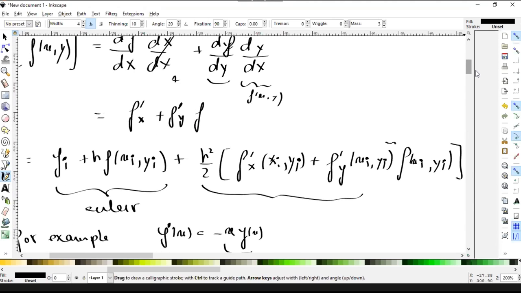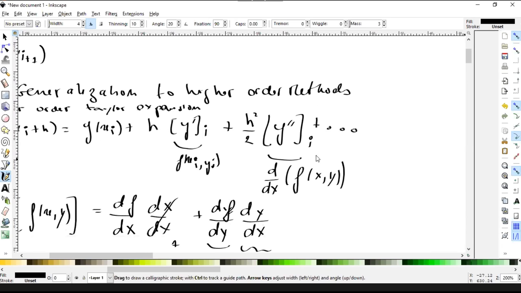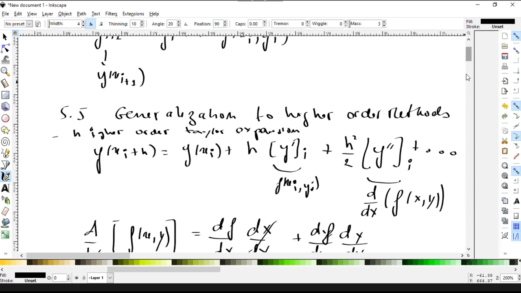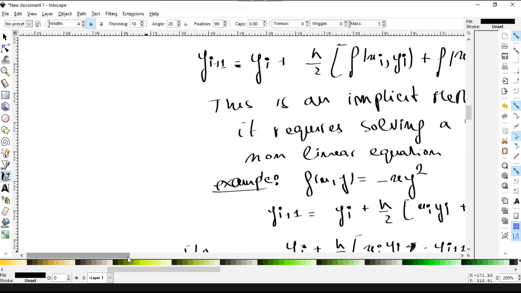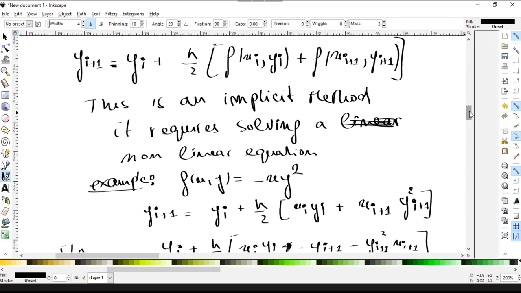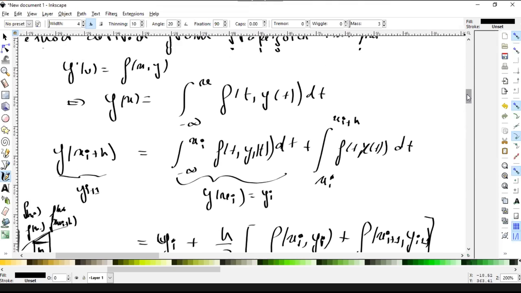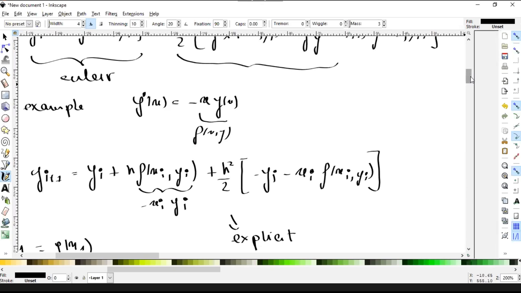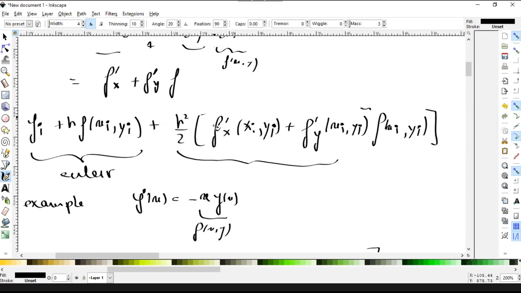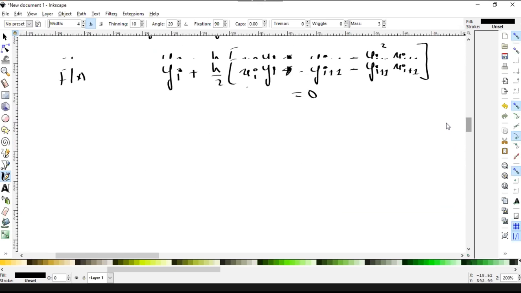Now, this is an implicit method, as we saw. Determining or deriving higher order methods, from a higher order Taylor expansion or from higher order integration, poses some problem here. Because here we got an explicit method, for example, but you need to calculate these quantities, and here, for example, you got an implicit method.